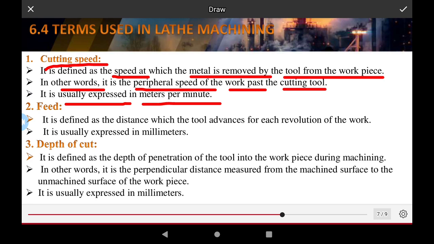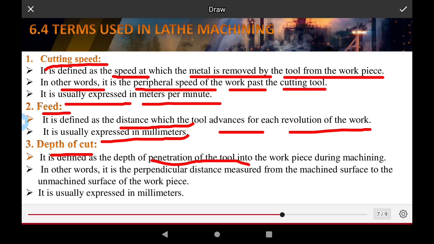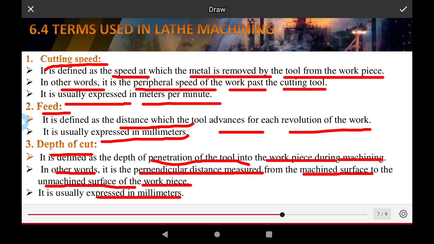Feed. Feed is defined as the distance which the tool advances per revolution of the workpiece, expressed in millimeters. Depth of cut is defined as the depth of penetration of the tool into the workpiece during machining. In other words, it is the perpendicular distance measured from the machined surface to the unmachined surface of the workpiece, usually expressed in millimeters.